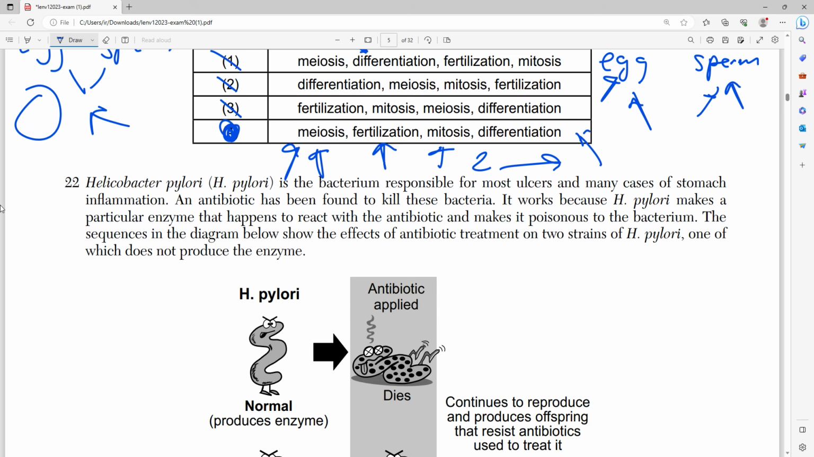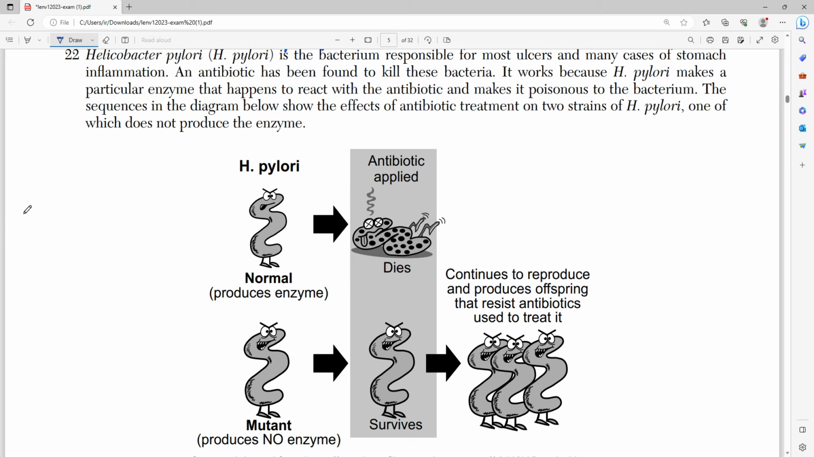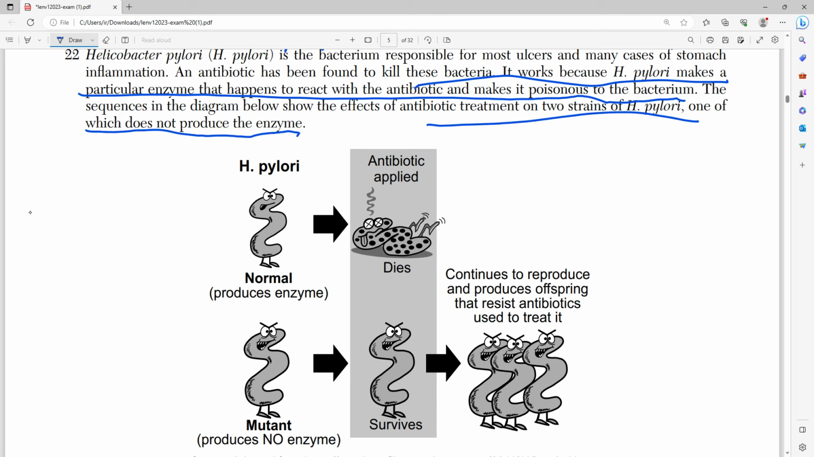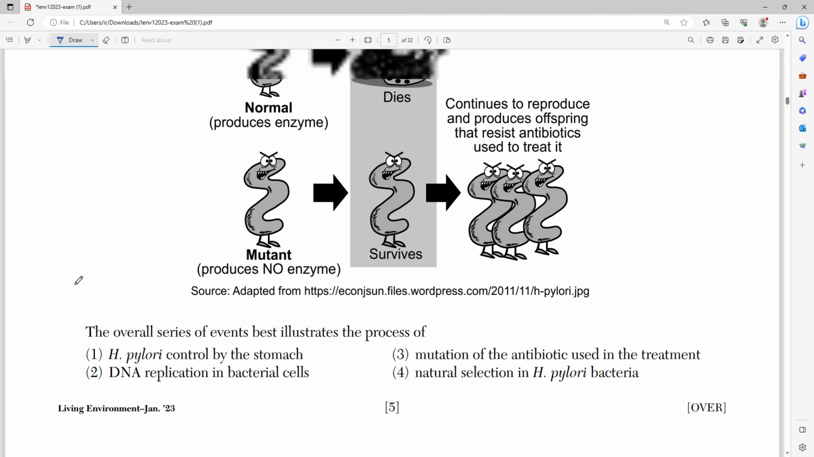Number 22 says Helicobacter pylori, H. pylori, is the bacterium responsible for most ulcers and many cases of stomach inflammation. An antibiotic has been found to kill these bacteria. It works because H. pylori makes a particular enzyme that happens to react with the antibiotic to make it poisonous to the bacterium. The sequence in the diagram shows the effects of the antibiotic treatment on the 2 strains of H. pylori, one of which does not produce an enzyme. The overall series of events best illustrates the process of what?